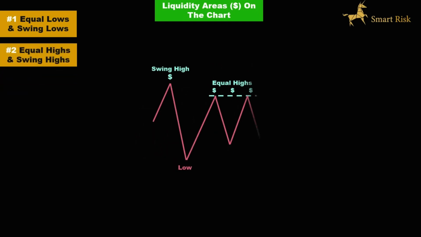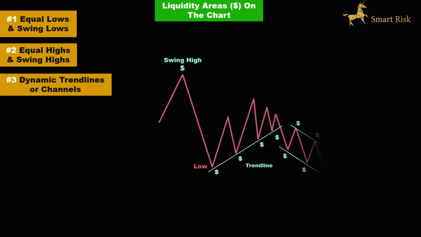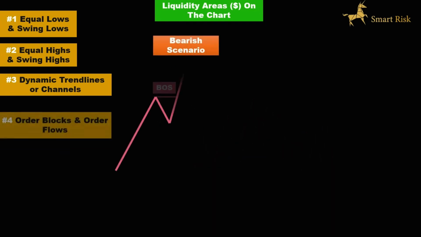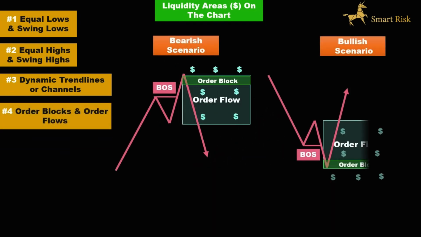Equal highs and swing highs. Similarly, liquidity can be observed above equal highs or swing highs, where selling pressure may accumulate. Dynamic trend lines and channels. Liquidity zones can be identified above or below dynamic trend line and channel boundaries, because retail traders may place orders in these areas. Order blocks and order flows. Areas where significant orders have been executed or pending orders are clustered can act as liquidity zones.